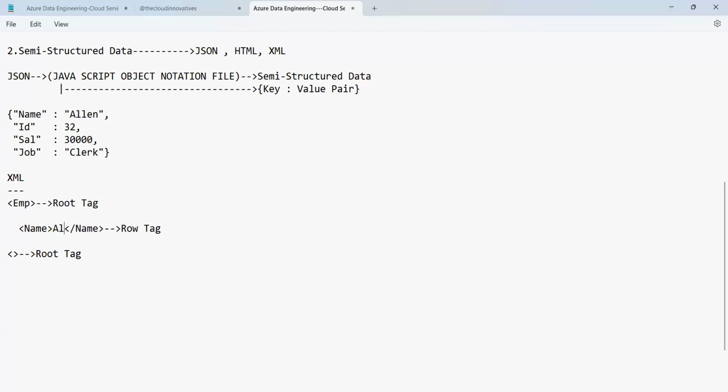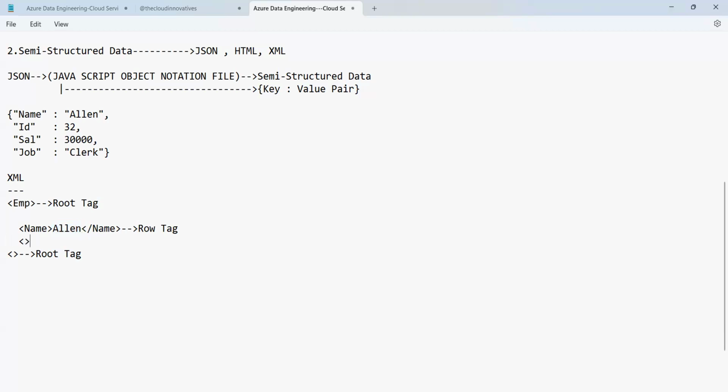And what about the value? The value will be given in between like this. So we can say between the opening and closing tag, guys, you have the actual value of the column.